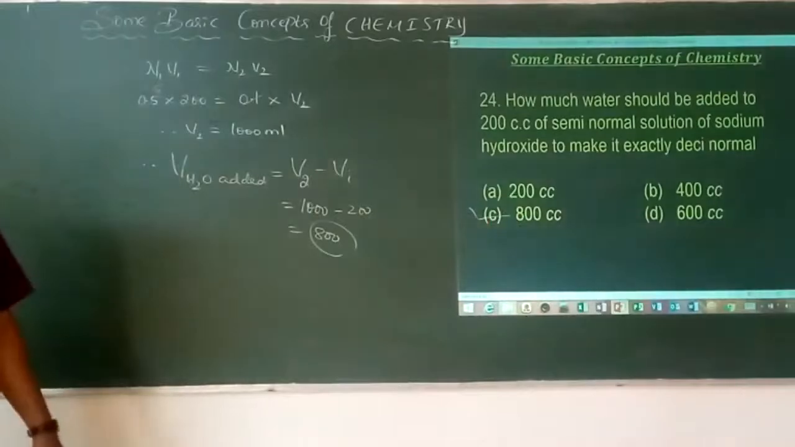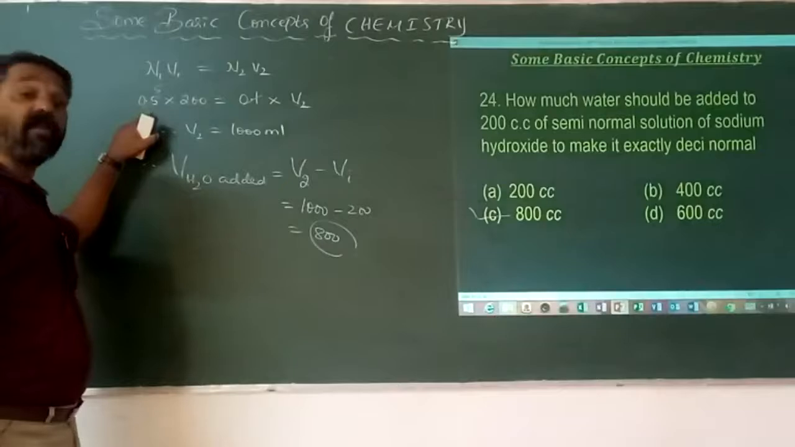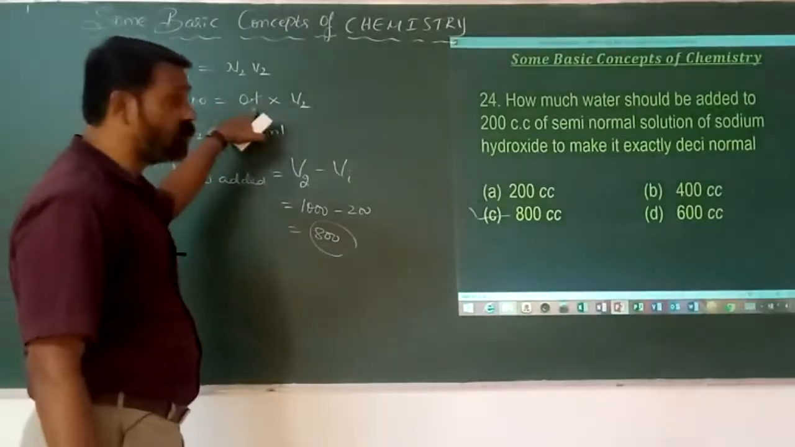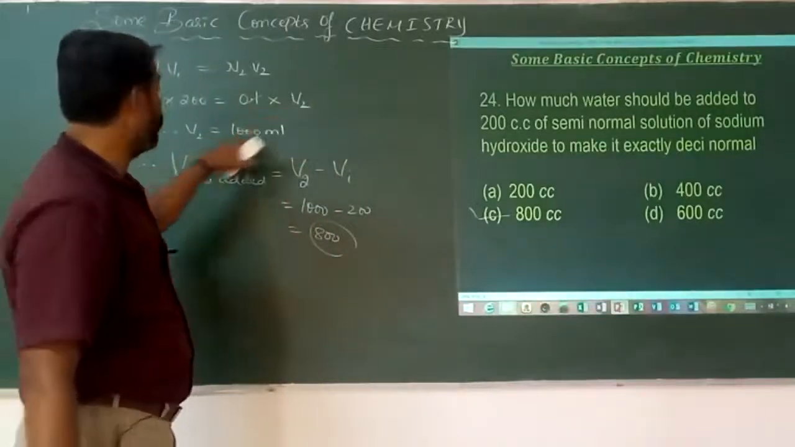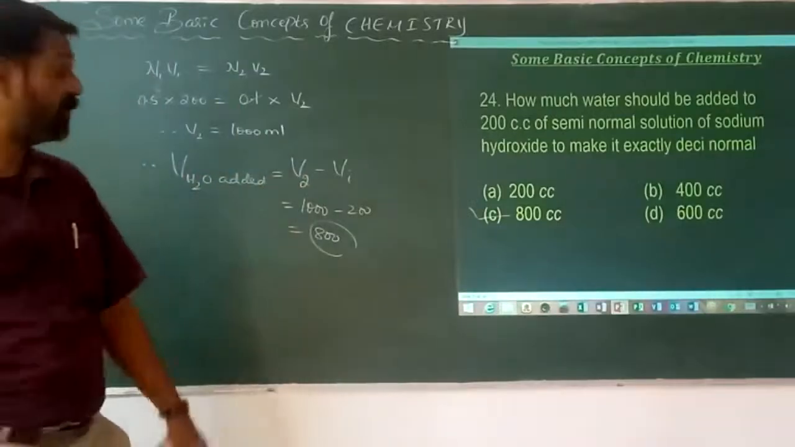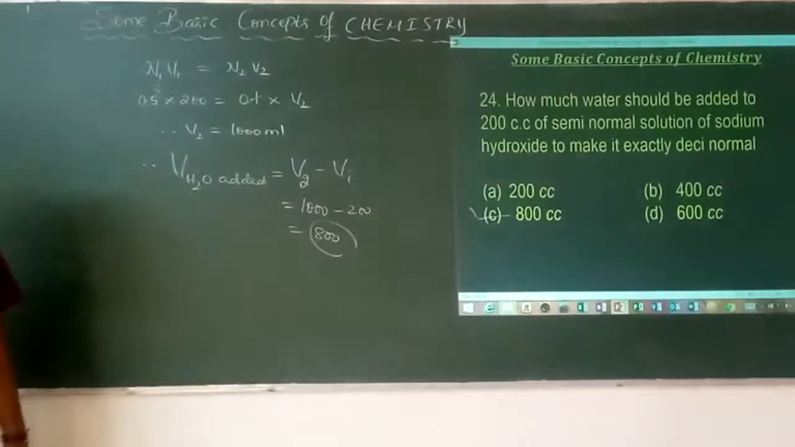This is the principle of dilution. Previously it is semi-normal. Semi means half. Half means 0.5. Its volume is 200. It has to be converted to decinormal. Deci means 0.1. And we have to find the final volume, which is 1000. Therefore, the extra water that you have added is the difference of the final volume and the initial volume. Okay.